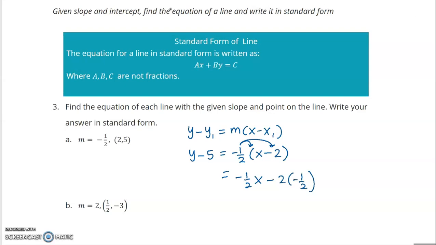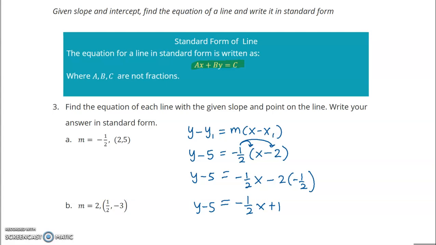Now negative 2 times negative 1/2 is equal to positive 1. So this side of the equation becomes negative 1/2 x plus 1. Then you just copy y minus 5. So our goal is to be able to write this in the form ax plus by is equal to c, where a, b, and c are not fractions.